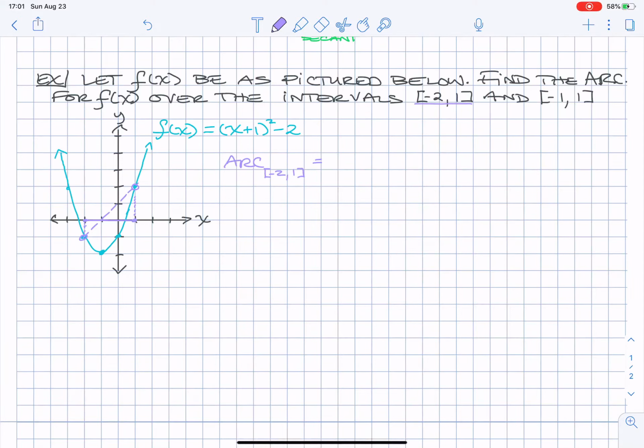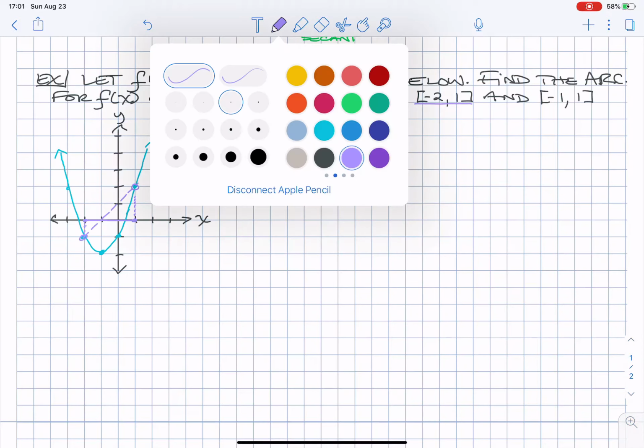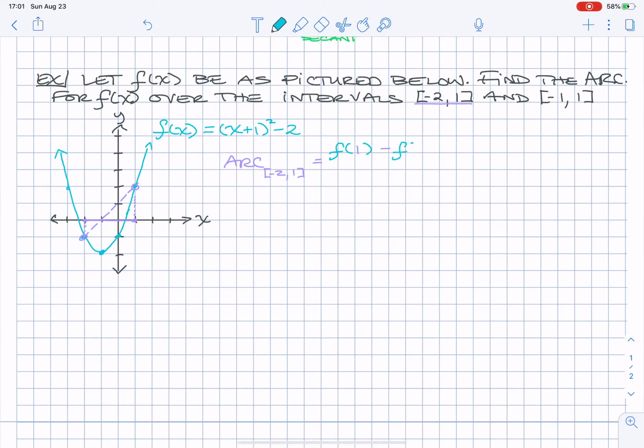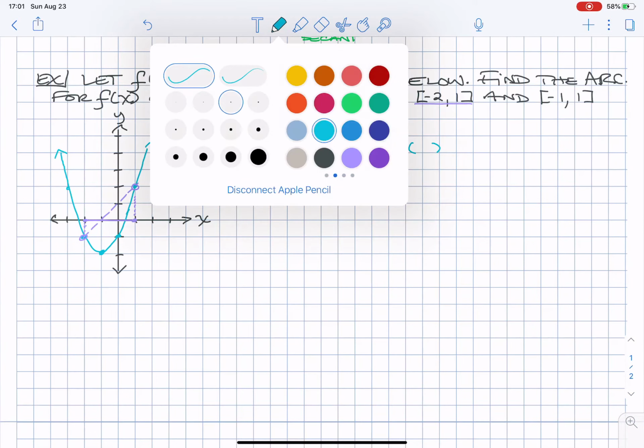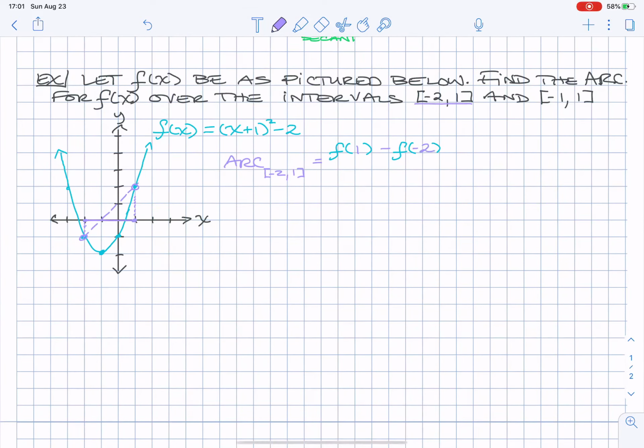will be f at 1 minus f at -2, all over 1 minus a -2.